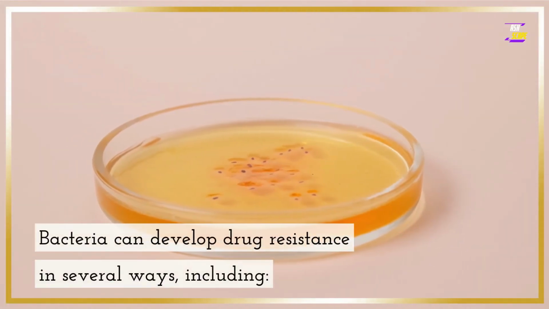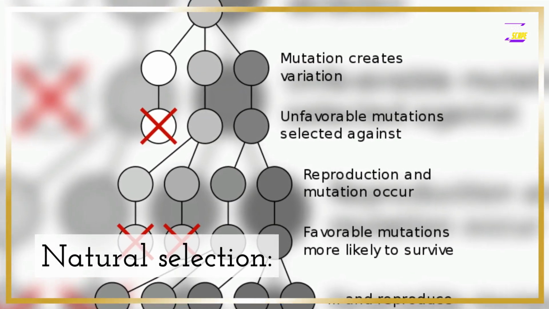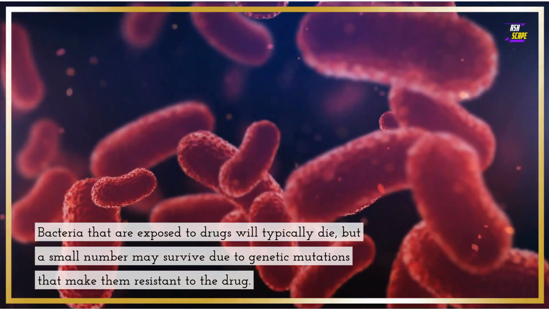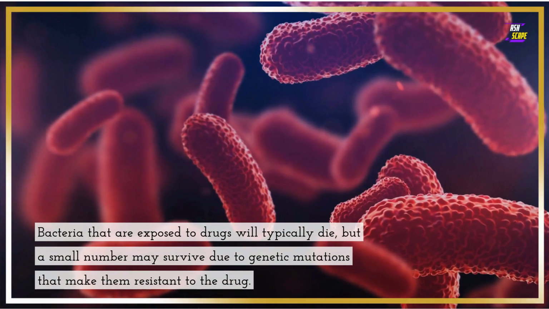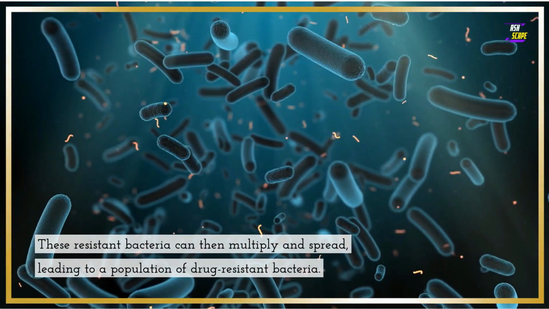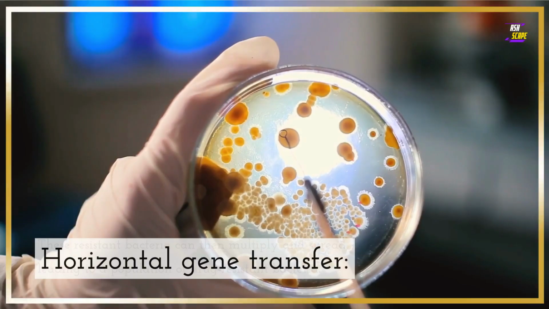Bacteria can develop drug resistance in several ways, including natural selection. Bacteria that are exposed to drugs will typically die, but a small number may survive due to genetic mutations that make them resistant to the drug. These resistant bacteria can then multiply and spread, leading to a population of drug-resistant bacteria.